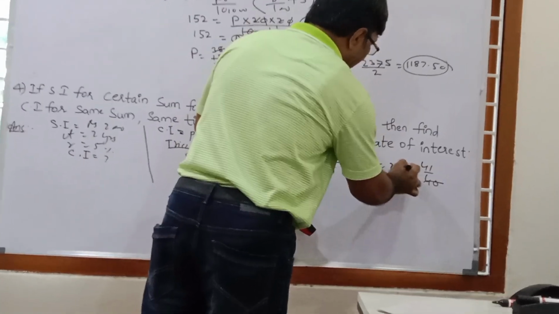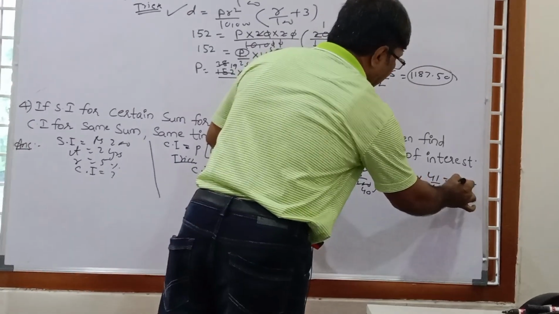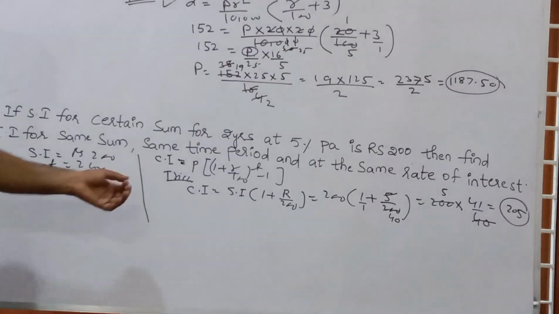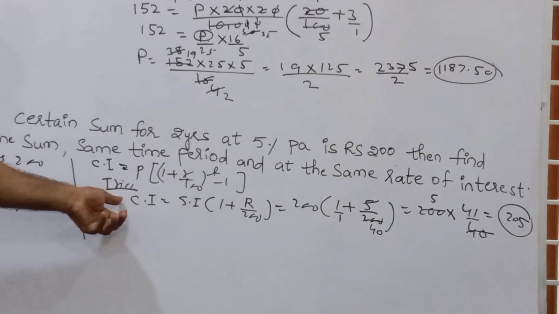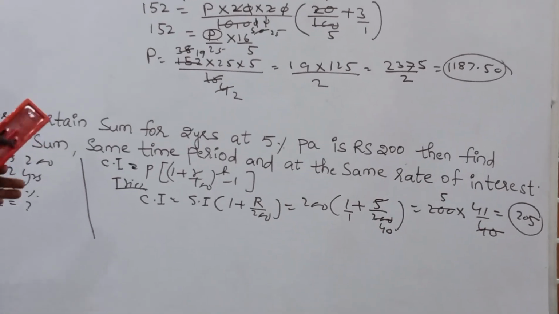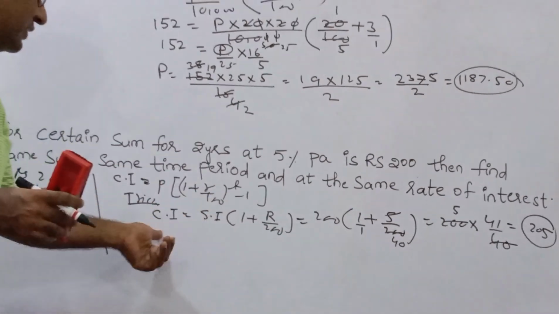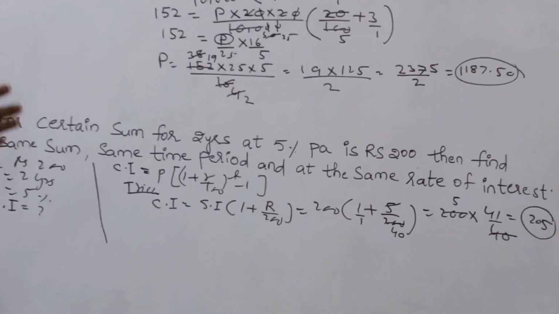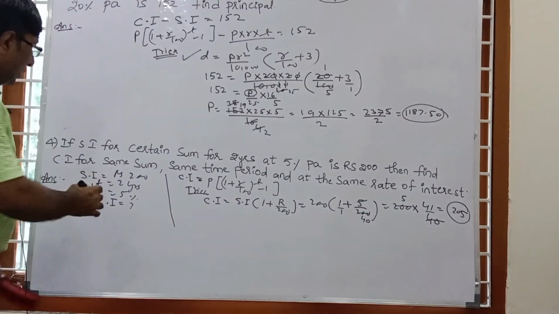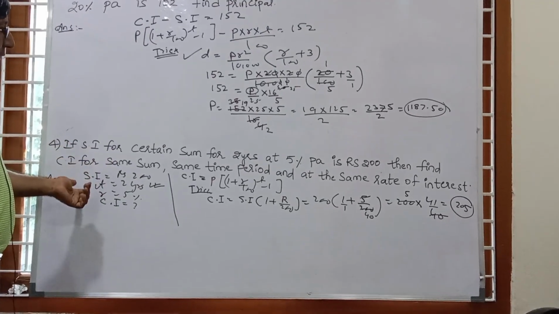So 200 into 41 upon 40. The answer is 5 into 41, that is 205. This is the correct answer. This is a very tricky question, and we can find compound interest equal to simple interest into (1 plus R by 200). When compound interest, simple interest and R, any two of these three are given, we can find the third. But apply this formula only when time is given as 2 years. If time is not 2 years, then we go for the basic rule.